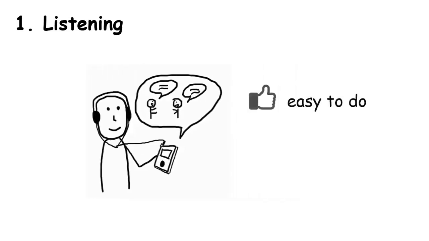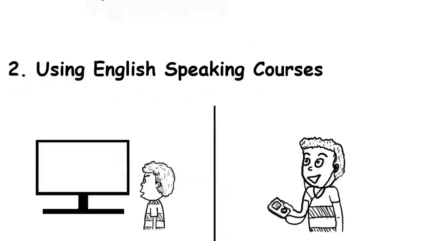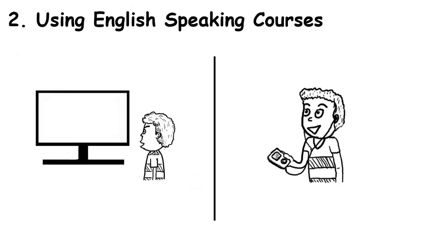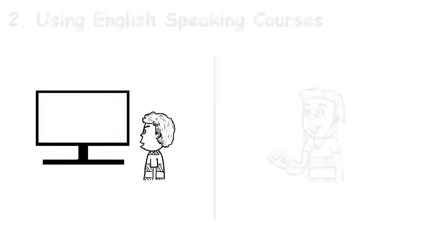Just listen to English as much as possible. An advantage of this method is that it's easy to do. You can do it while stuck in traffic, while exercising, while waiting in line, and so on. But the main drawback of this method is that it's too passive. Listening alone is not enough. You have to combine listening with some sort of speaking practice. And that brings us to the next method, which is to use English speaking courses that teach English implicitly. Let's see how these courses work.